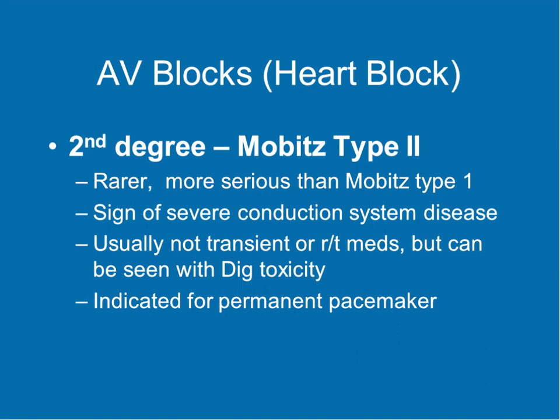The second degree type 2 is rarer, but also more serious than the type 1. It generally means that the conduction system is quite diseased. It's usually not transient. It's usually not related to meds, but you can see it with digitoxicity. A person with either this heart block or the complete heart block, which is coming next, needs a permanent pacemaker.